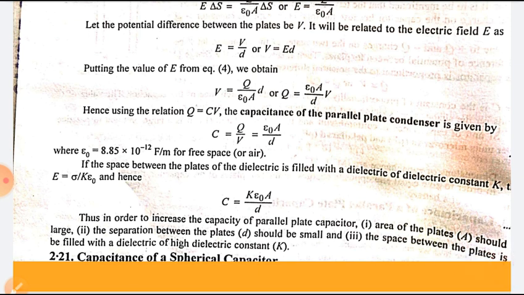So, in order to increase the capacitance of a parallel plate capacitor, the area of the plates should be large, the separation between the plates d should be small, and the space between the plates should be filled with a dielectric of high dielectric constant K. Thank you.